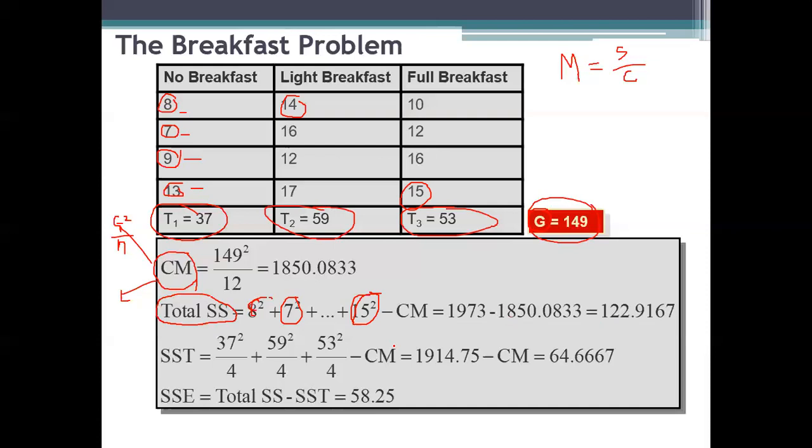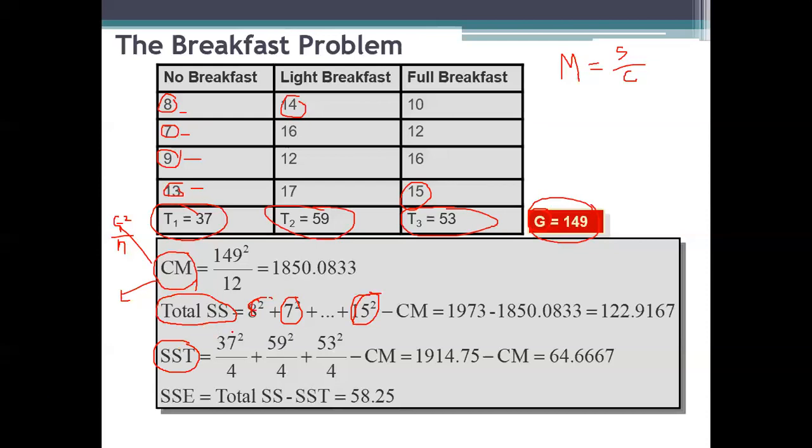Okay, and now we are going to the third step, that is the value of SST. So how to get SST? If you refer also to the formula in slide 15, the formula to get SST is the total value of all observations in the sample divided by n, minus CM.